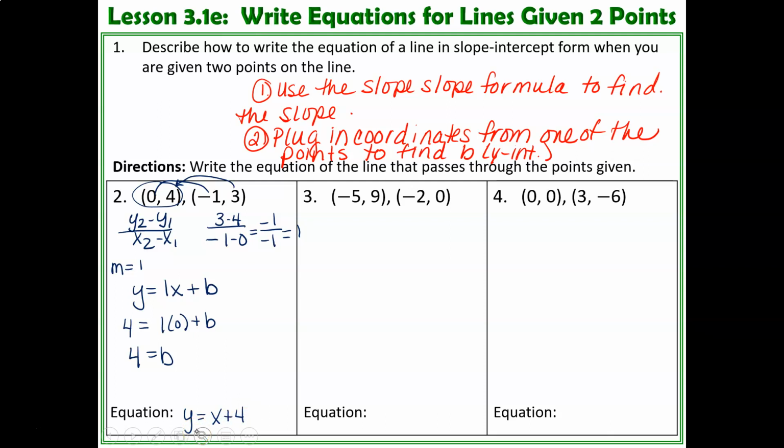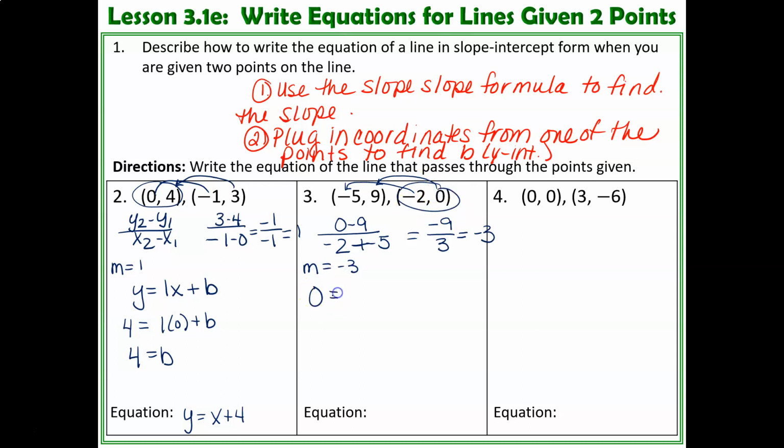All right, number 3. First, we're going to find the slope. I'm going to take 0 minus 9 over negative 2 minus negative 5. So I have negative 9 over 3, which is negative 3. So your slope's negative 3. Now I'm going to take one of the points. I'm going to take 2, 0.